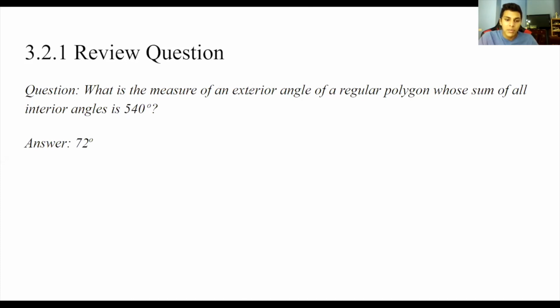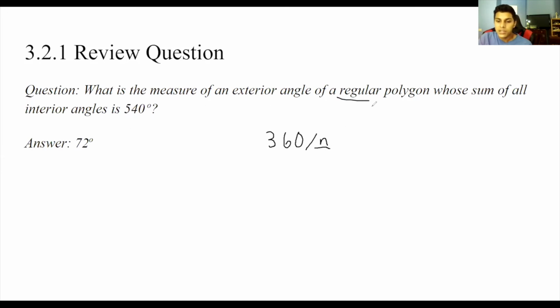So I need to find the measure of an exterior angle. And in order to find the measure of an exterior angle, I need to do 360 divided by n, because it says it's a regular polygon, which means that I need to find the value of n. I need to figure out how many sides or how many angles this polygon has.